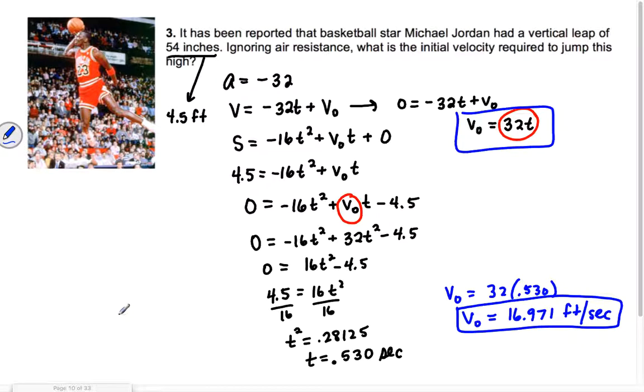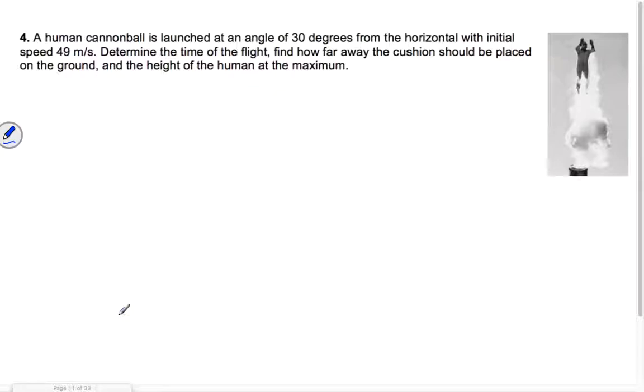All right, the last one is still one of these x and y component ones. It says a human cannonball is launched at an angle of 30 degrees. Oh, I did 30 again. That's no fun. Let's make it something else. 60? Stick with 30? Yeah, why not. We'll stick with 30, I guess.